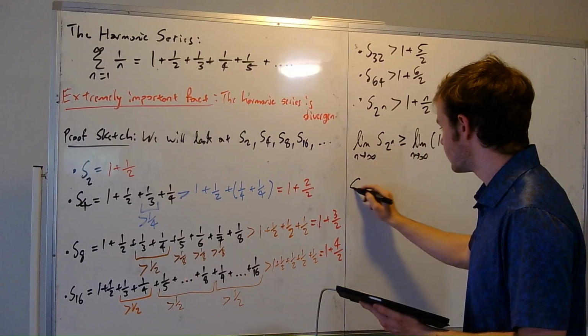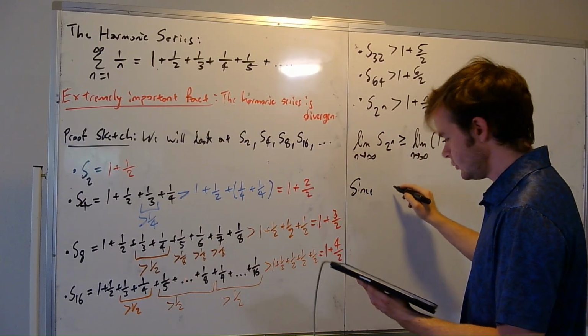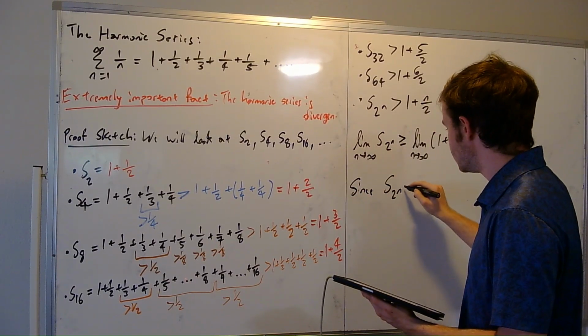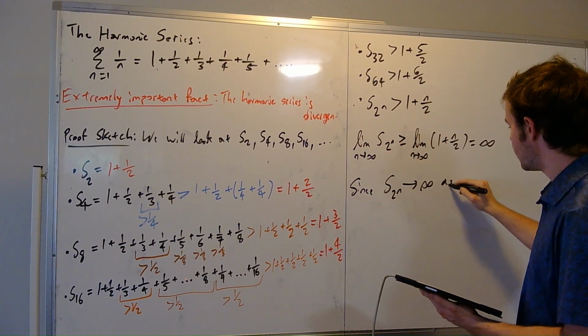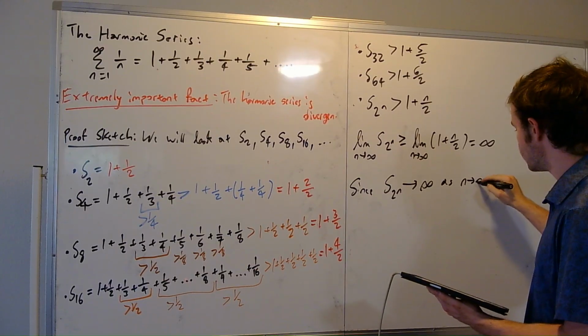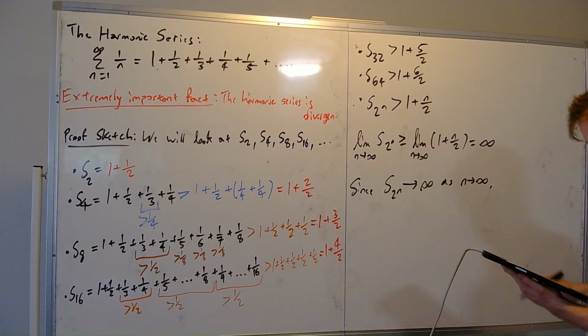So since S2 to the n goes towards infinity as n goes towards infinity, so does Sn.